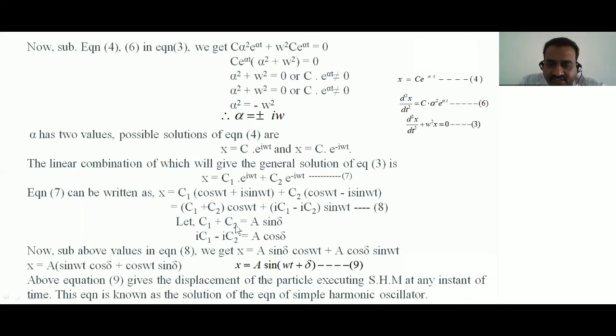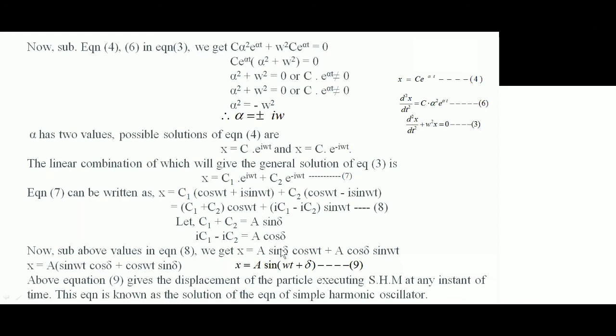Let c1 plus c2 be equal to A sin delta, and i c1 minus i c2 be equal to A cos delta. Now substituting these two values in equation 8, in place of c1 plus c2 we write A sin delta, remaining cos omega t, plus A cos delta sin omega t. So x is equal to the common factor A times sin omega t cos delta plus cos omega t sin delta.